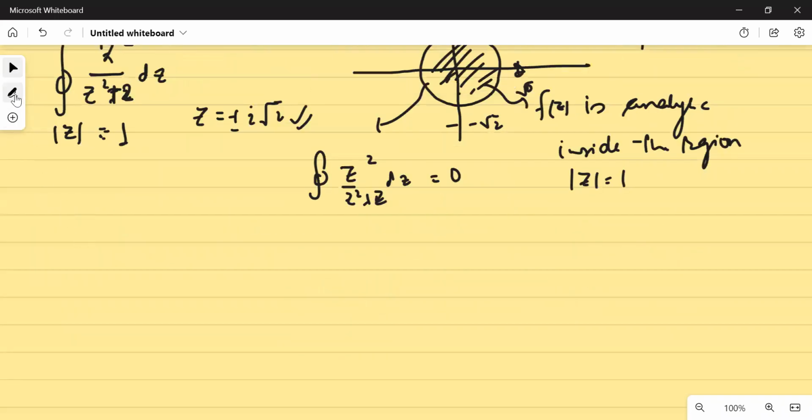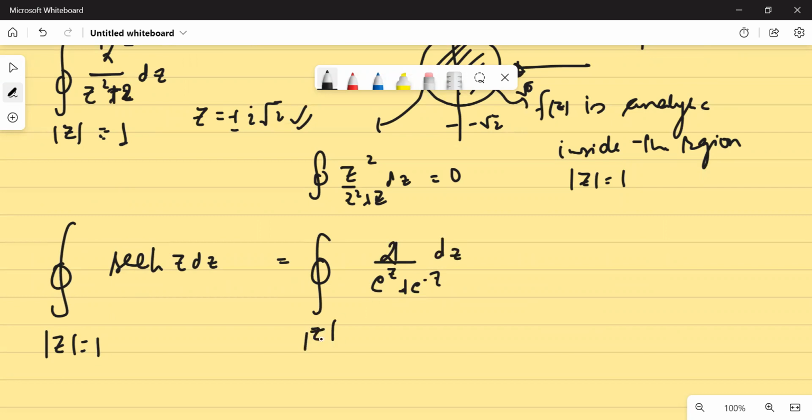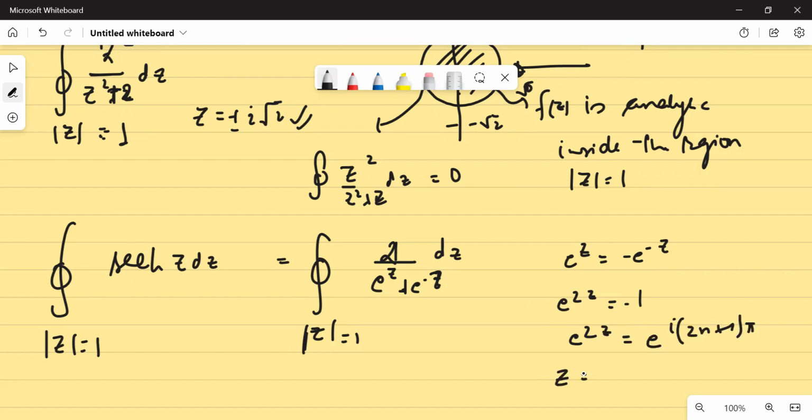Similarly, if you try to find the integration over this unit circle of sech z dz, sech z is nothing but 1 upon cosh z, and cosh z is e to power z plus e to power minus z divided by 2. So if I'm trying to find this integral over the closed curve, which is a unit circle, then first let us find what the singularities would be. Singularities can be written this way. Singularities will correspond to these points. So what would the singularities be?